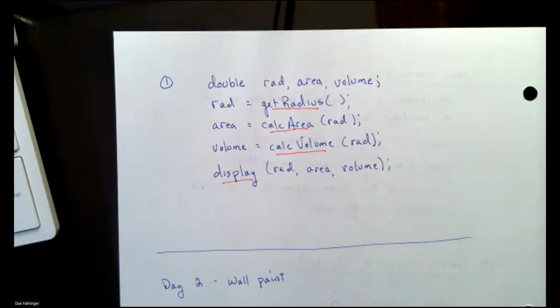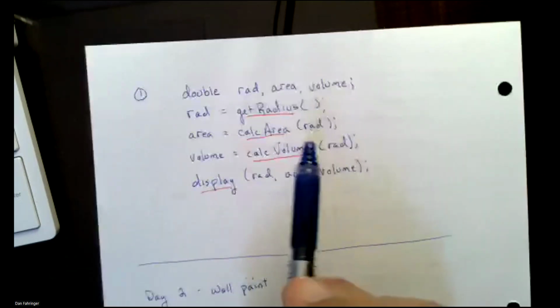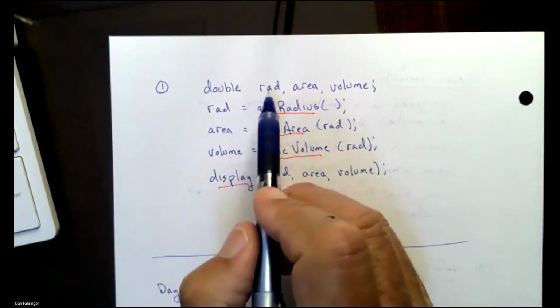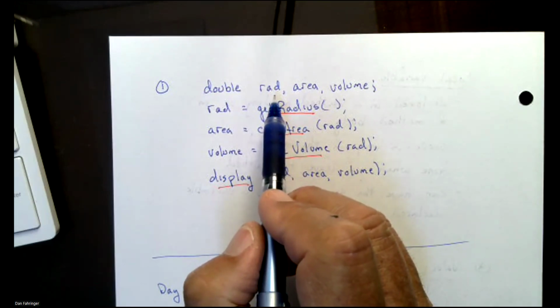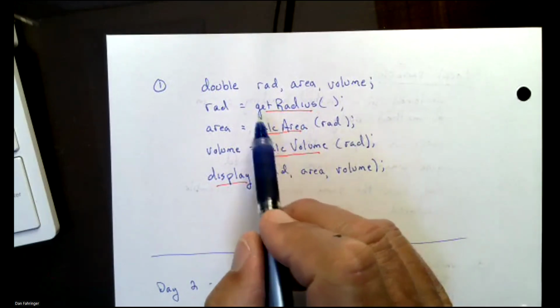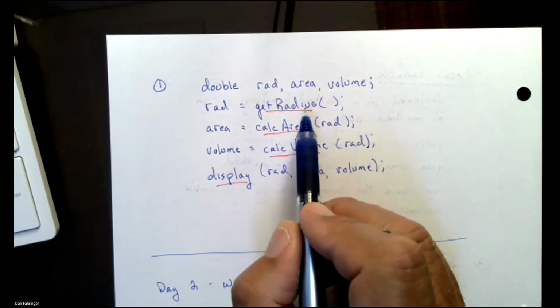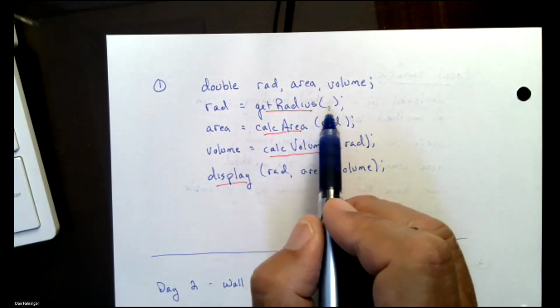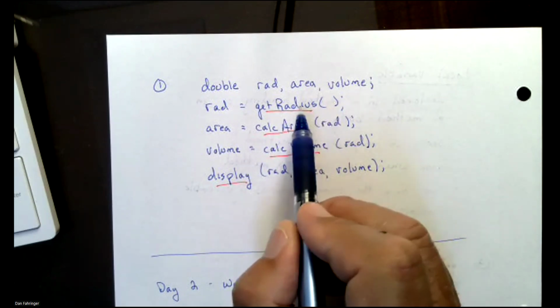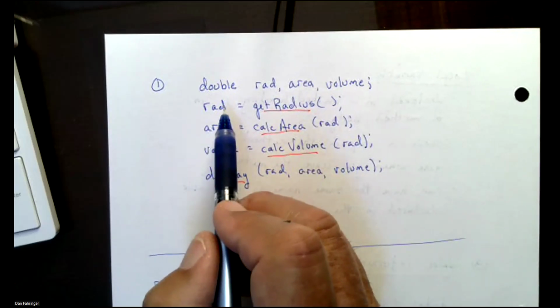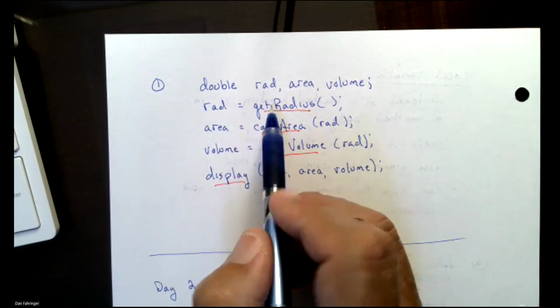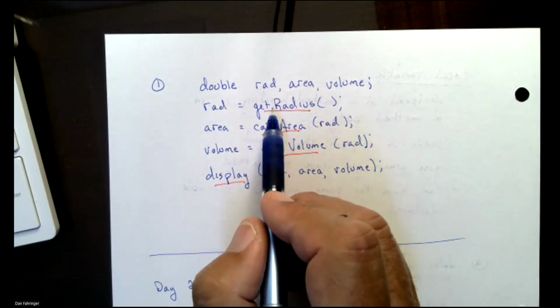And here's what I think I need for my program. I'm going to need the user to input the radius. How are we going to get that? Well, I'm going to create a method called getRadius. No information needs to go in there, but this is going to be value returning. It's going to return the radius for me. So this is a value returning method.